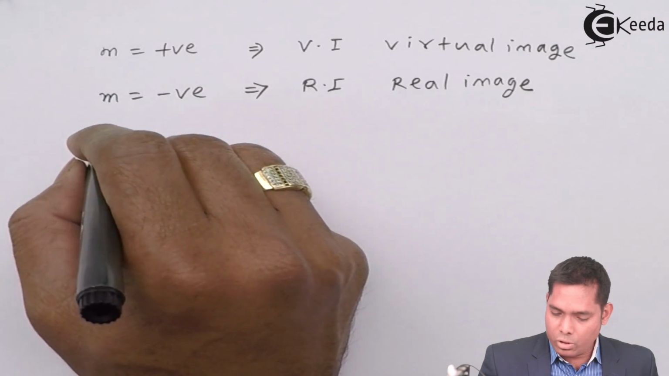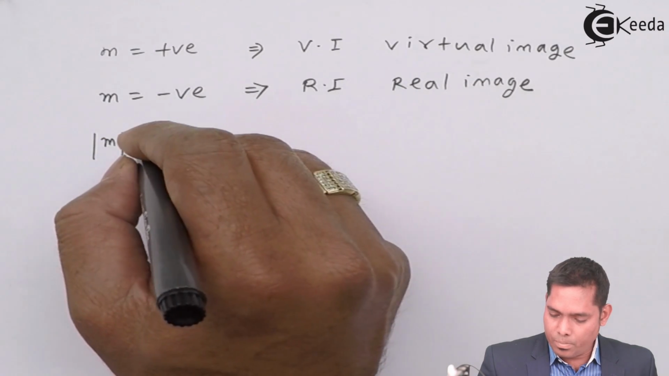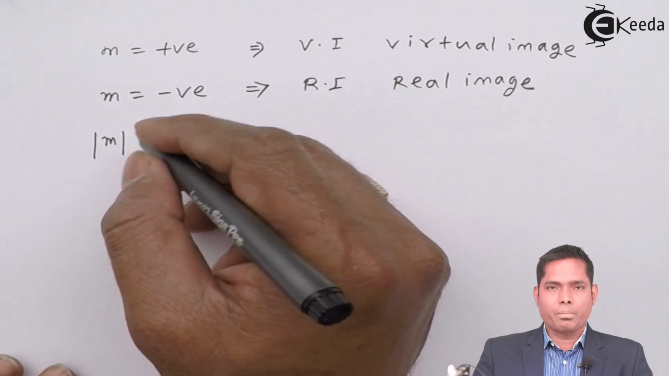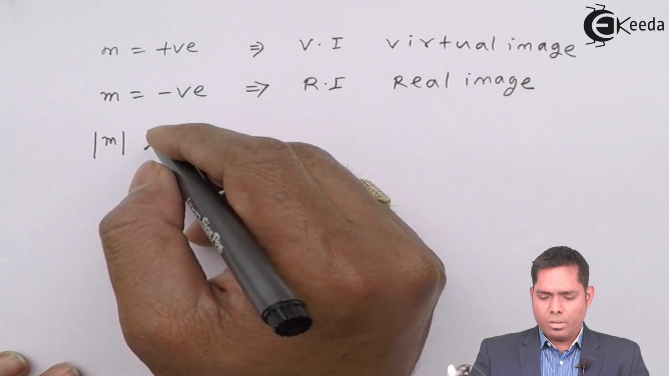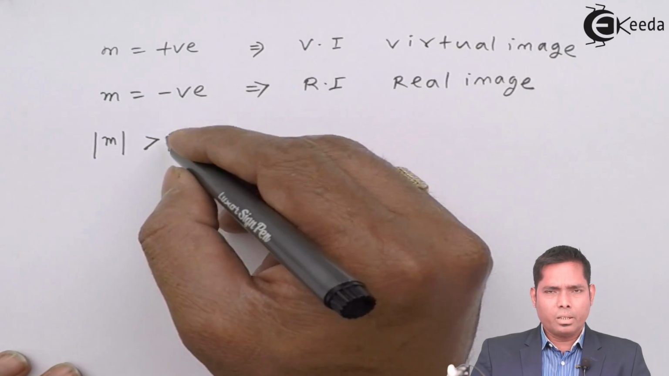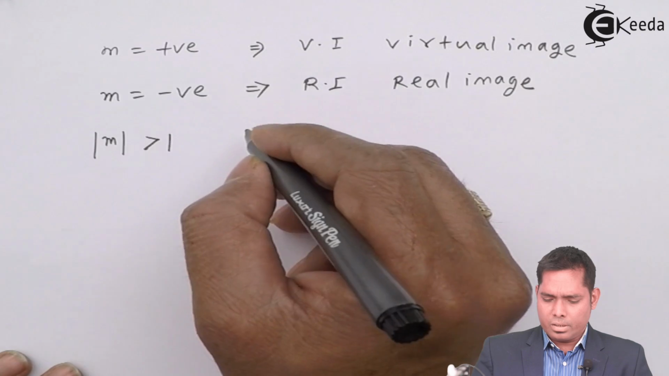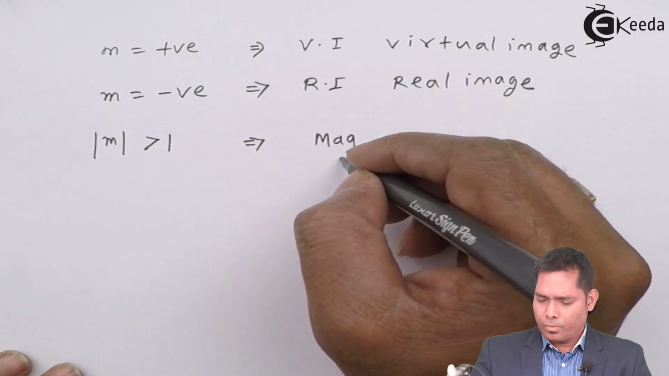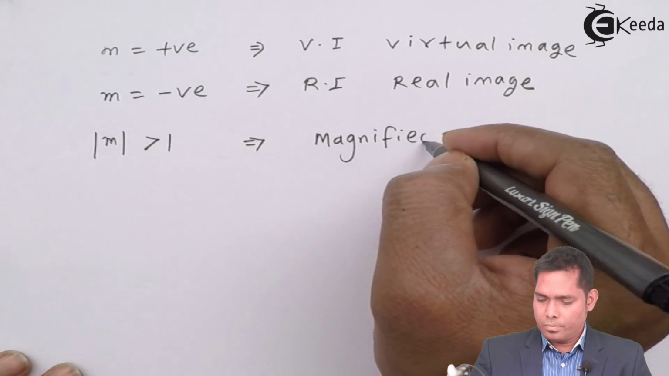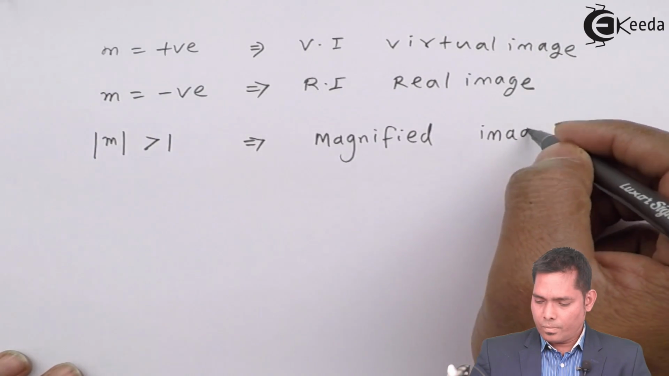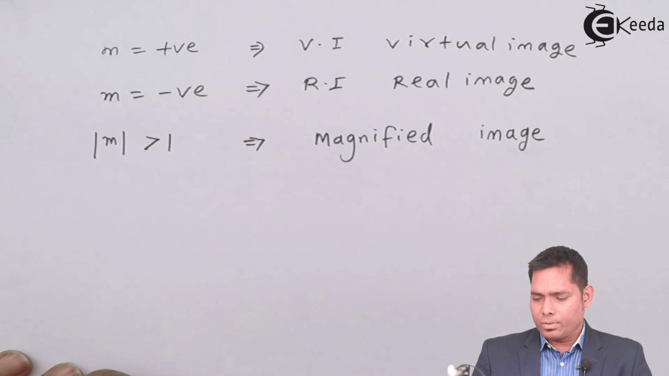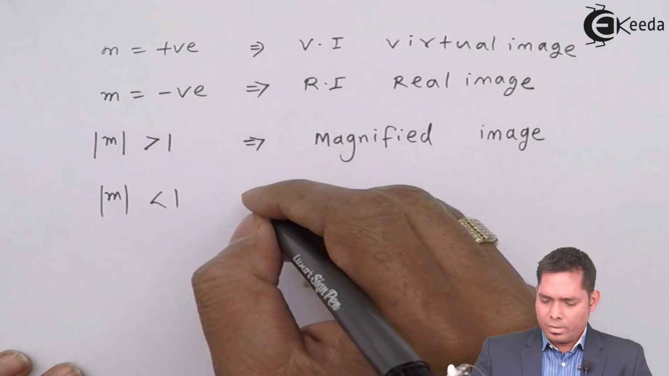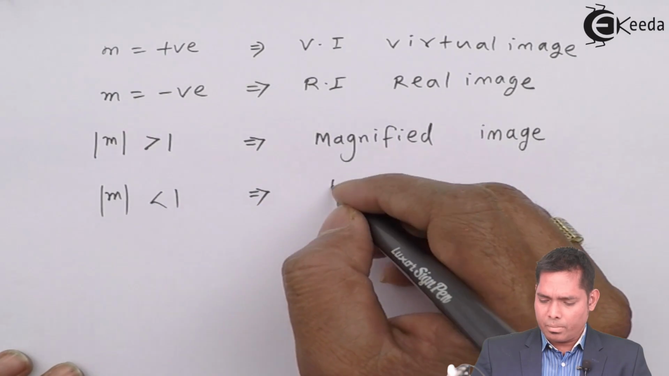If the magnitude of this magnification is greater than 1, we are talking about the magnitude, not the sign, if that number is greater than 1, this implies a magnified image. If the magnitude is less than 1, that implies a diminished image.